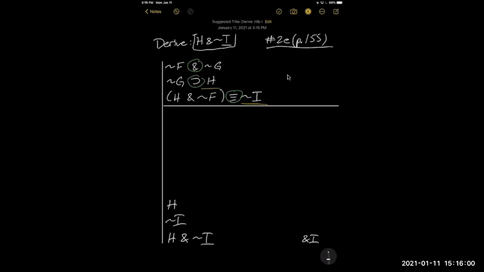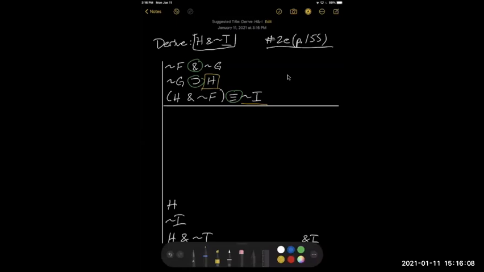Okay. Well, how would I get an H? I actually see the H already right here. It's part of a conditional. Mind you, I have the lock and key analogy. If I had just the antecedent by itself, I can definitely get that consequent. By the way, I see the antecedent of line 2.